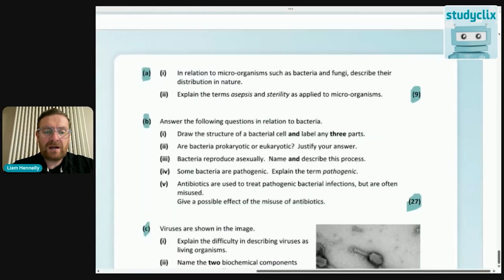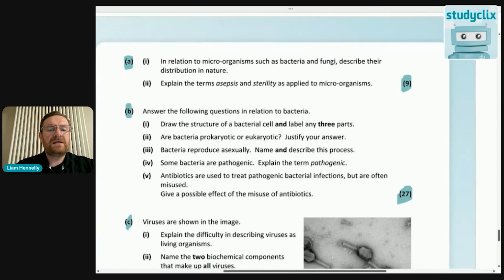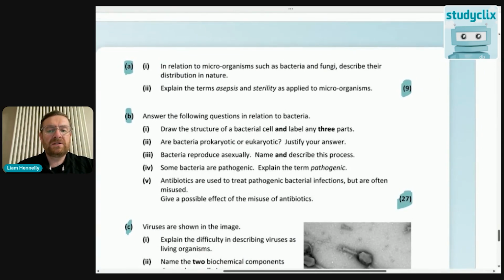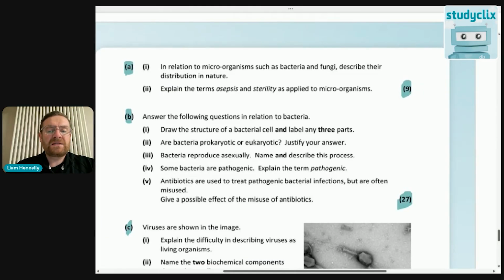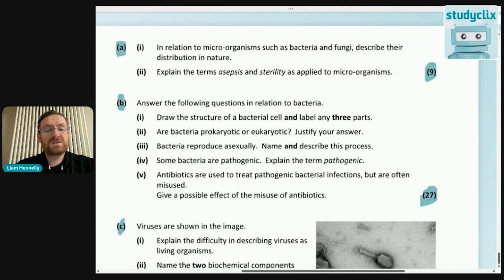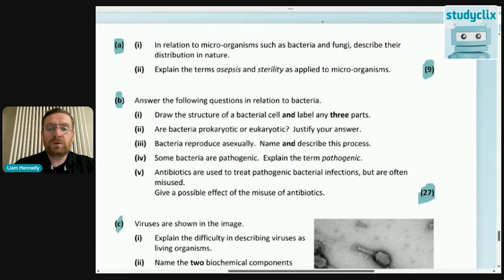If we look here at part A, it says, in relation to microorganisms such as bacteria and fungi, describe their distribution in nature. What they're asking you here is, are you aware that they are basically found everywhere in most places all around the world? And that answer will be worth 3.